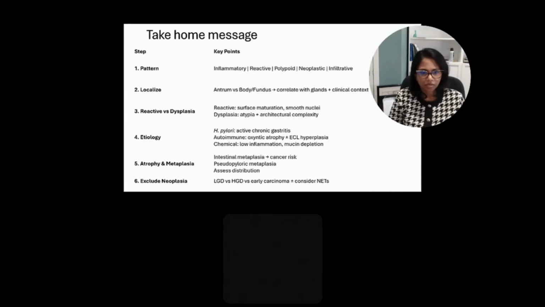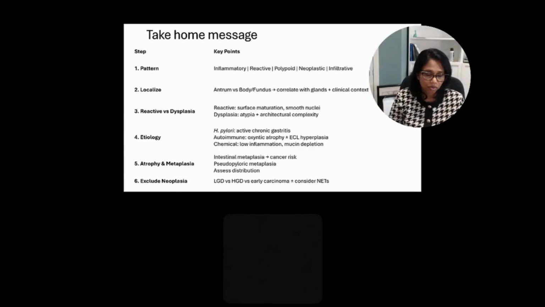So is something reactive or dysplastic? Look at the surface epithelium, look at the nuclei, look for the presence of dysplasia, atypia, architectural complexity, and have a very low threshold of showing such biopsies, certainly with dysplasia in the gastroesophageal region, which is extremely contentious. Have a very low threshold of showing it to your colleagues, and certainly double reporting where it is required. And also in terms of the gastritis, what is the etiology? H. pylori is the common bad actor that's always present in these biopsies, lurking in the corner, and it's important to exclude it.